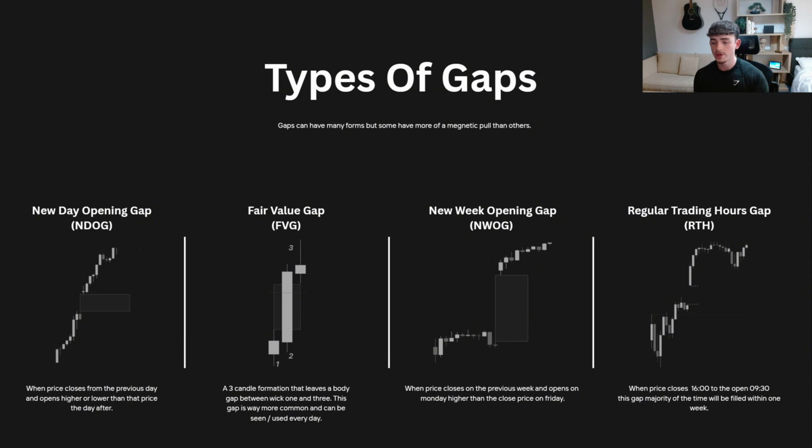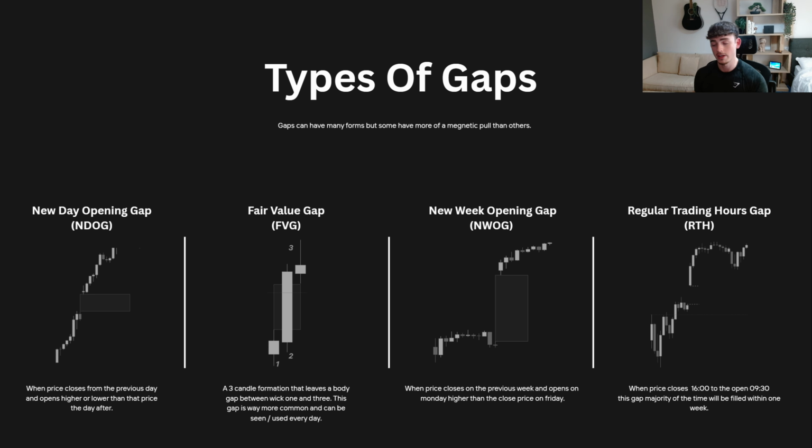Now we have the new week opening gap, or NWOG. Sounds very strange. This is when price closes on the previous week and opens on Monday higher than the close price on Friday. So this will leave a big gap, and this is a very, very strong draw. You'll see this most likely get filled within a week. Obviously it can take longer, but it's highly probable. So using these as targets as well is really, really good.